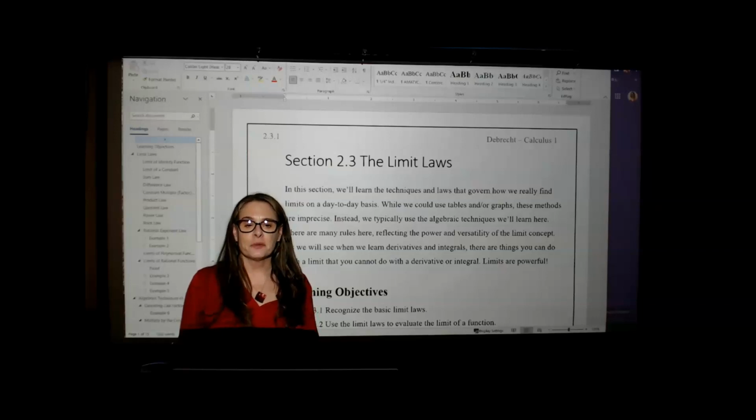In this section, we're going to be discussing what are called the limit laws. We have been talking about the limit from an intuitive standpoint, looking at tables and graphs. While tables and graphs can give us a good idea of what the limit may be, they cannot establish definitively what the limit is. For that, we need algebra.